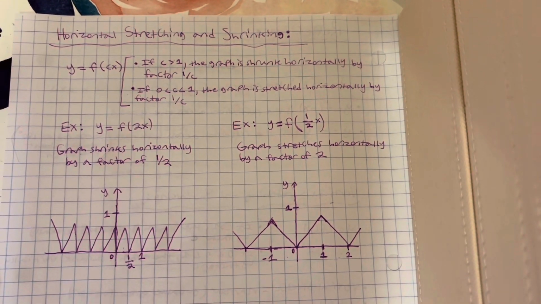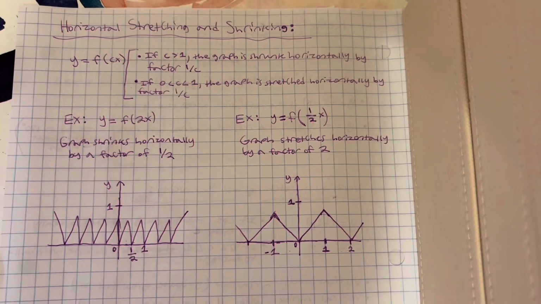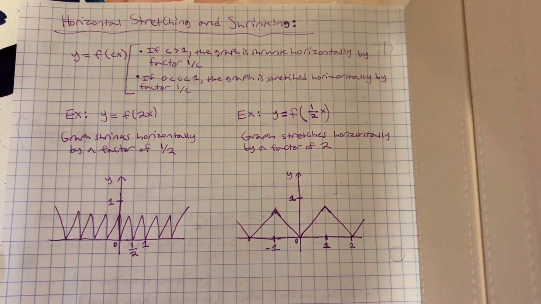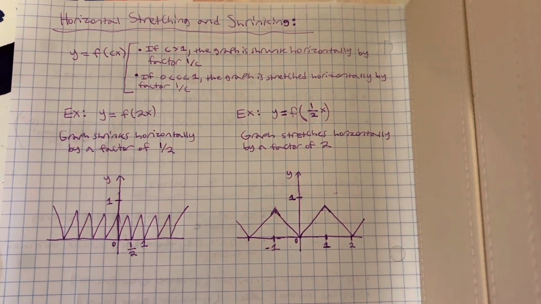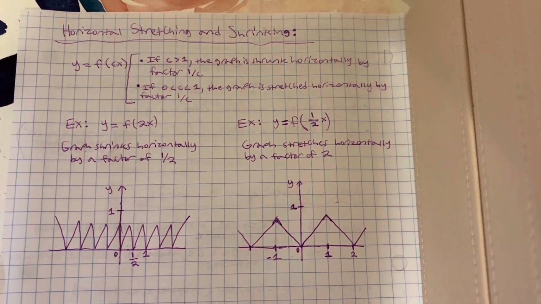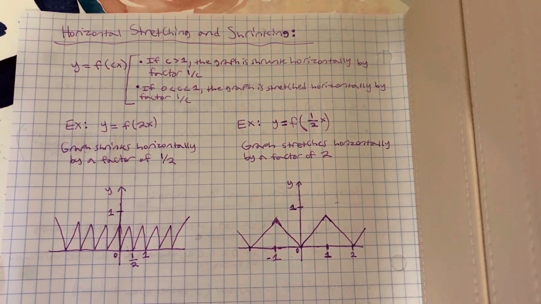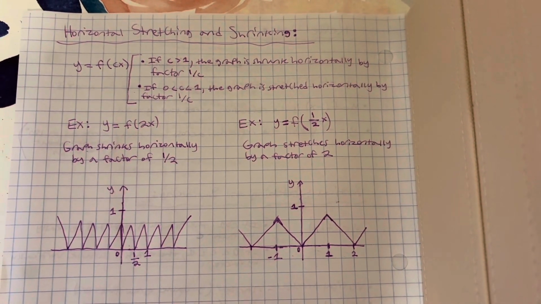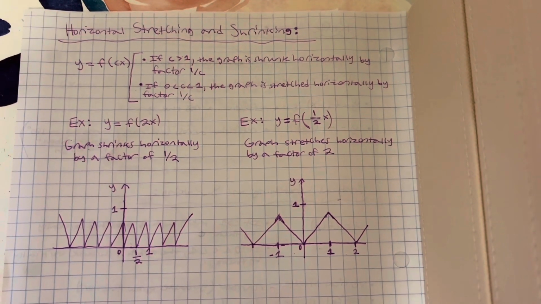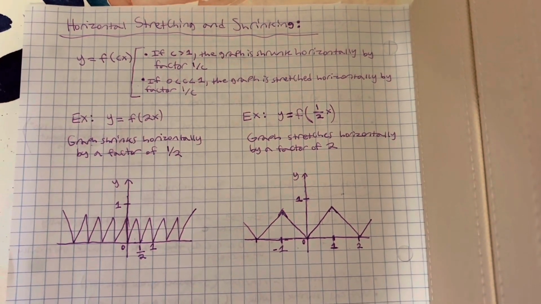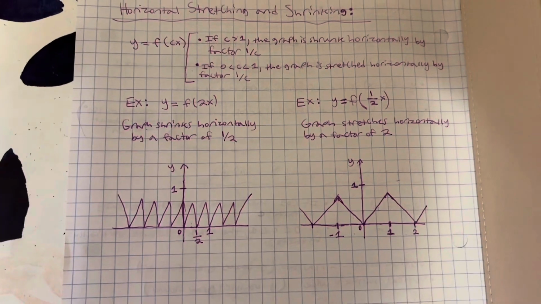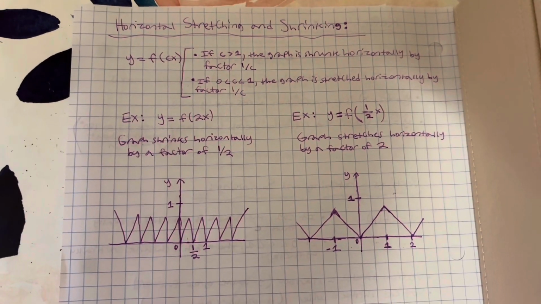Now for horizontal stretching and shrinking. For y equals f of cx, if c is greater than 1, the graph is shrunk horizontally by a factor of 1 over c. If c is between 0 and 1, the graph is stretched horizontally by a factor of 1 over c. We can see on this example that we have y equals f of 2x.